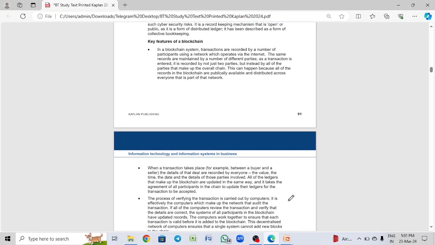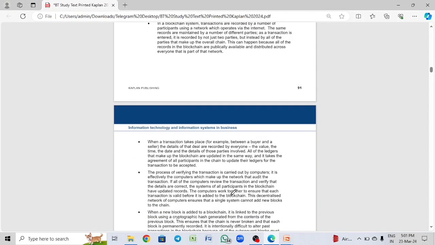For example, when a transaction takes place, the details are recorded by everyone: the value, the time, the date, the details of the parties involved. All the ledgers that make up the blockchain are updated in the same way, and the data is changed only with the agreement of everyone in that chain. So again, a high degree of data security.